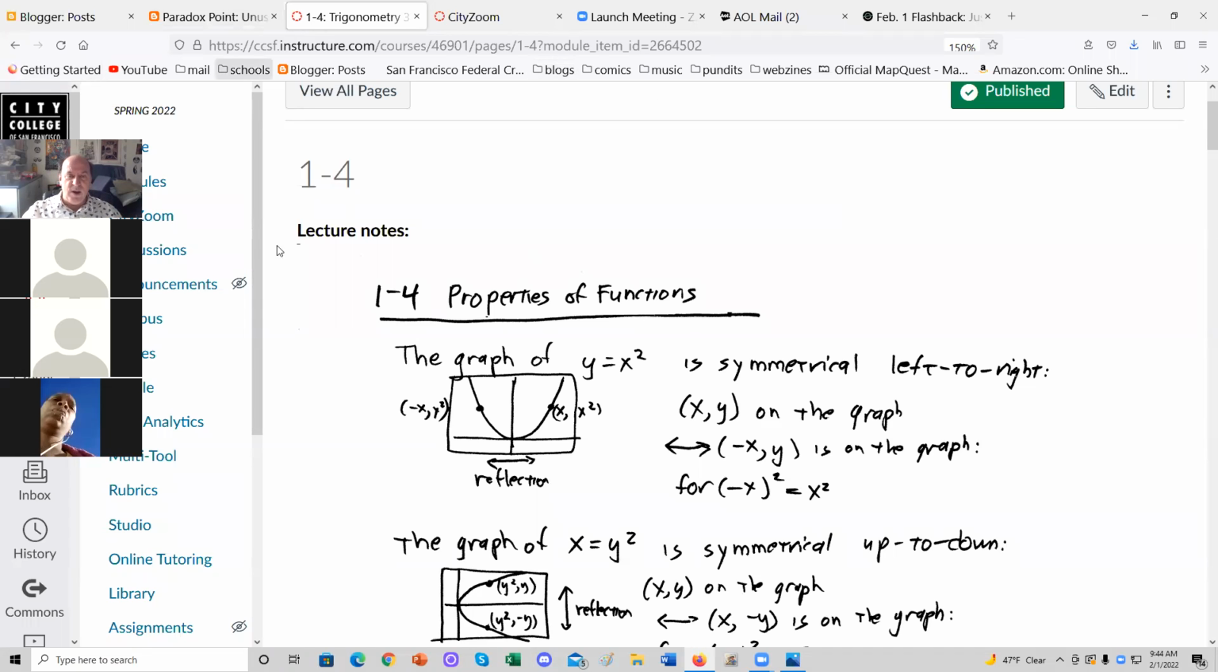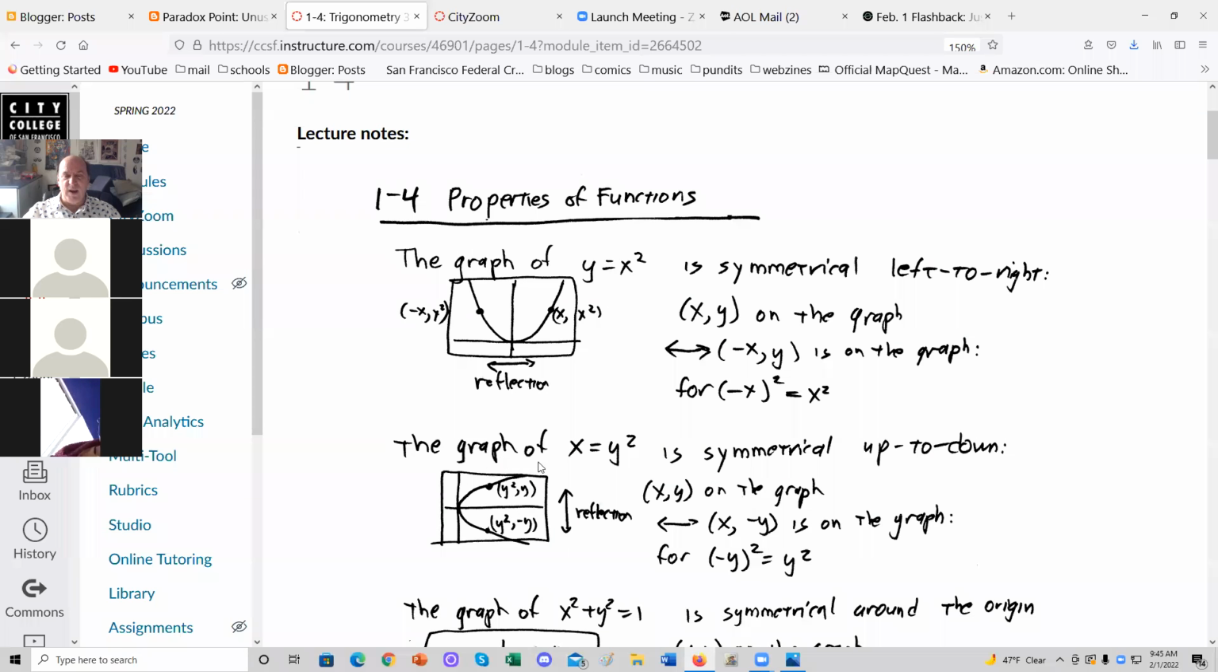Okay, so here's the graph of the function y equals x squared. Now, you can see that it's symmetrical left for right. If you flip it across the y-axis, you get the same graph. If x, x squared is on the graph, then negative x, x squared is also on the graph. That's true in general for a symmetrical left to right graph. If (x, y) is on the graph, then (negative x, y) is also on the graph, for such a function. In this case, because negative x squared equals x squared, that applies.